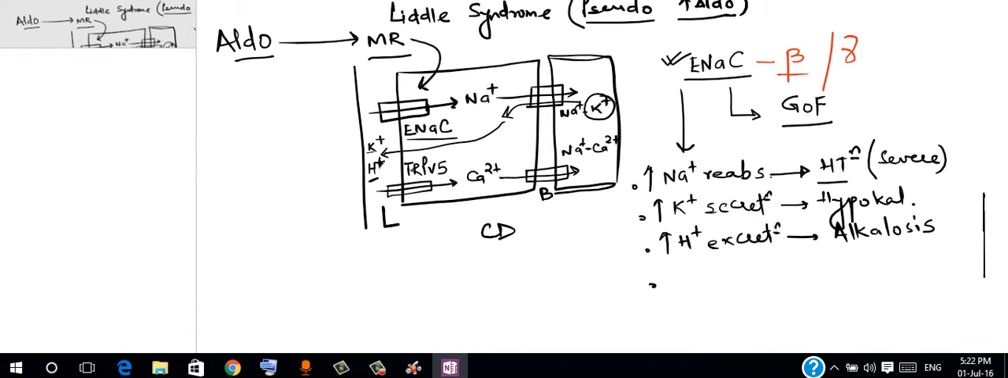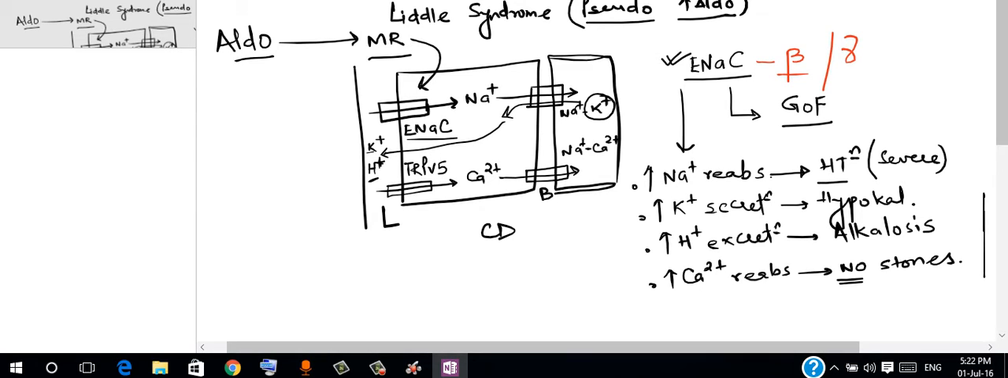The passive reabsorption of calcium is also happening. So ultimately, these patients would not have renal stones. So this we can see is clearly what's happening.